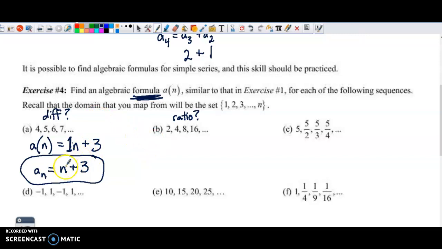And you can double check that this is right. Is the first term, plugging 1 in for n plus 3, equal to 4, the first term? Yeah. What about plugging in 2? Does 2 plus 3 give me 5? Yeah, that's the second term. Is 3 in for n plus 3 equal to 6? Yeah.